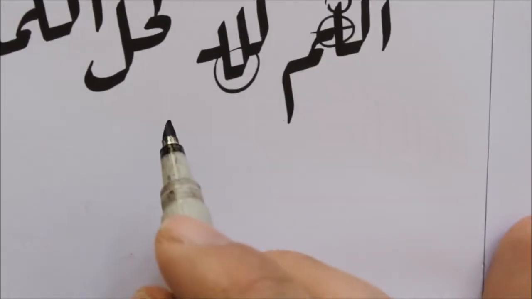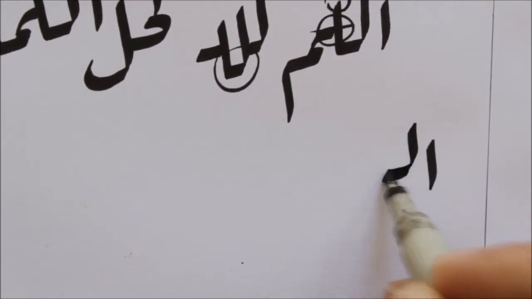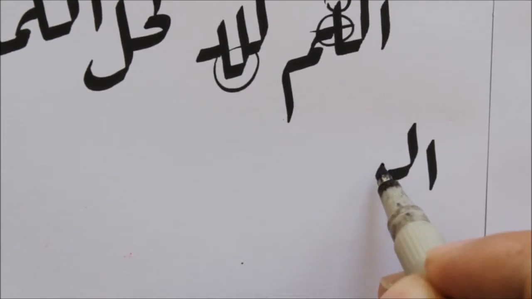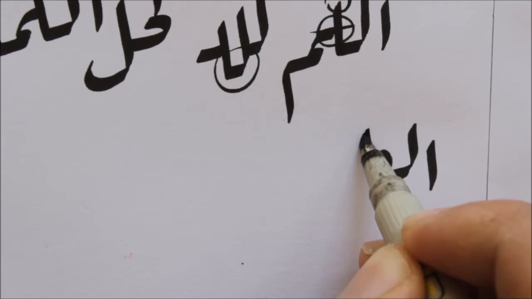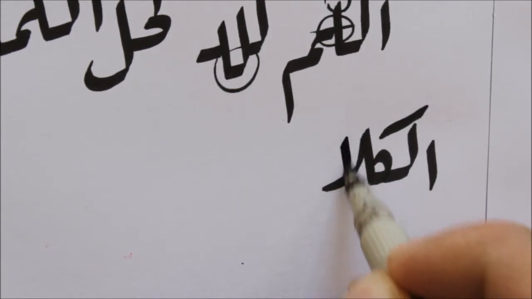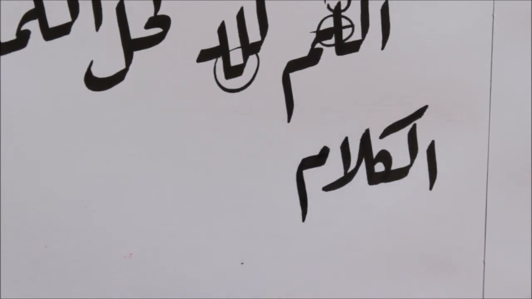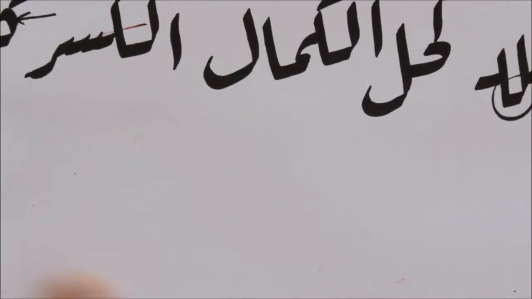Al-kalam is the same thing. Alif, lam. Here we have a kaf and a lam. Kaf, lam. And we can add the kaf here. So as we saw, the kaf at the end of a word.